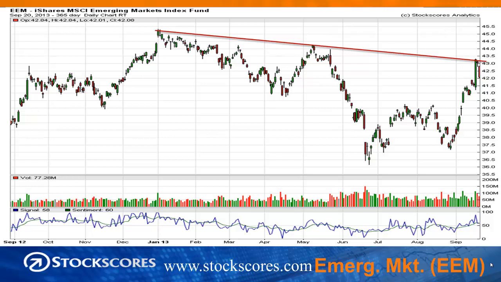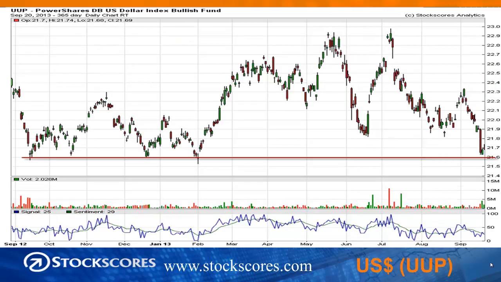But in the short term, because we've had such a significant rally in the emerging markets in the last few weeks, I think that we're probably going to pull back before we break through that trend line. The US dollar really got hammered on Wednesday because of, again, the Fed's announcement that they weren't going to taper, which the market really expected that they would. And that has taken the US dollar down to long-term support.